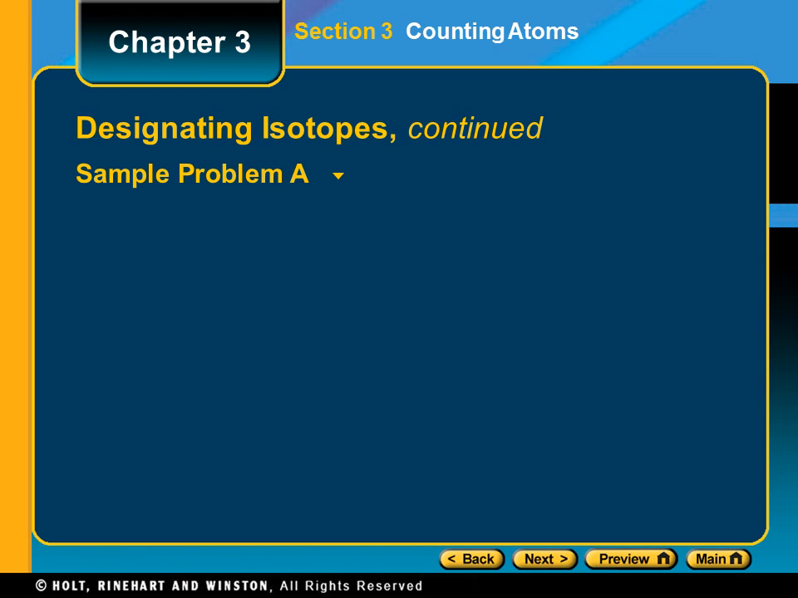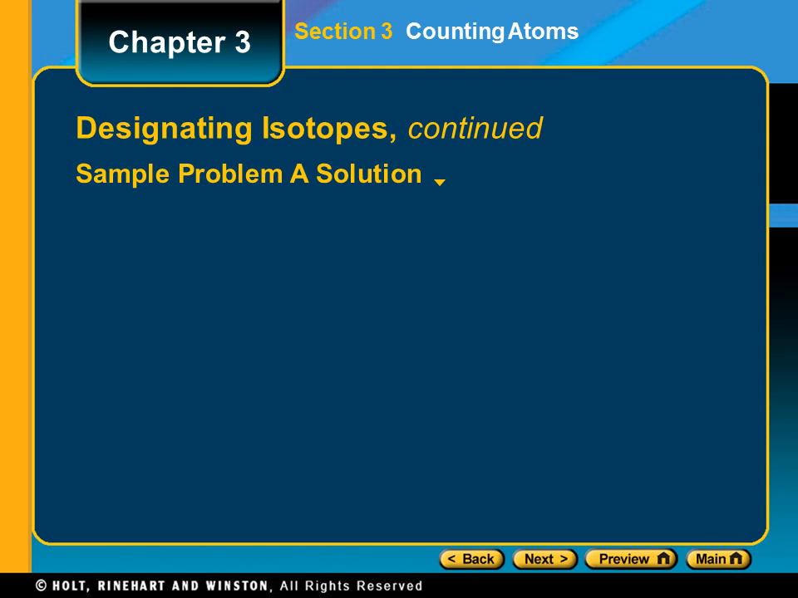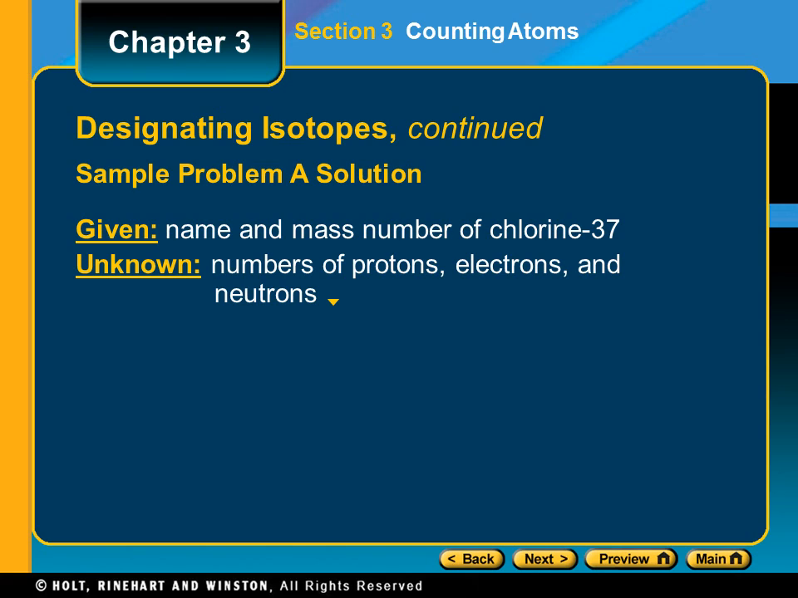So, designating isotopes. Here's a sample problem. How would you do this? Or what kinds of questions would you be given? How many protons, electrons, and neutrons are there in an atom of chlorine-37? Now that's your isotope notation, so you know this is an isotope. You're given the name and mass number, right? So that's the mass number, 37. You've got to find the number of protons, the number of electrons, the number of neutrons.